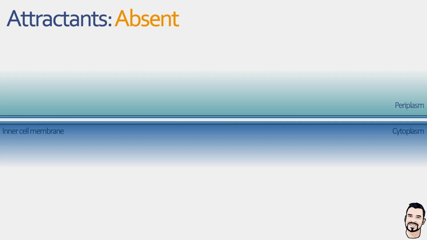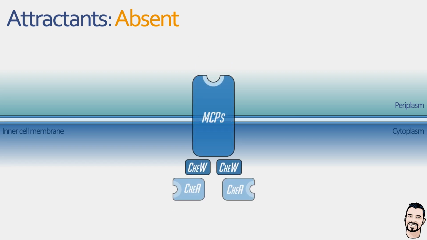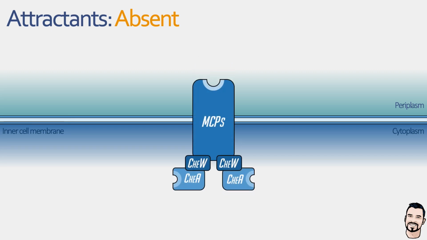So within the inner cell membrane, usually located towards the poles of the cell, there is a chemosensory complex made up of methyl-accepting chemotaxis proteins, or MCPs for short. CheW is also attached to this, along with CheA. And so the MCPs act as a transmembrane receptor that senses attractants and repellents. CheW helps signal transduction between the MCPs and CheA, which is a kinase protein that autophosphorylates, meaning it can gain a phosphate group and can transfer this to downstream response regulator proteins.